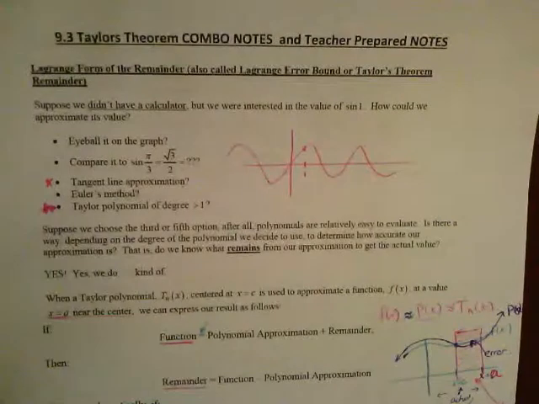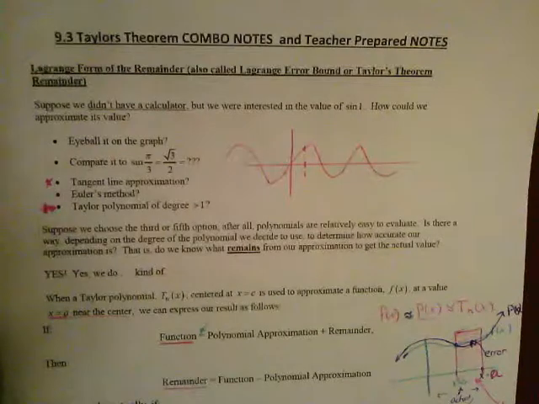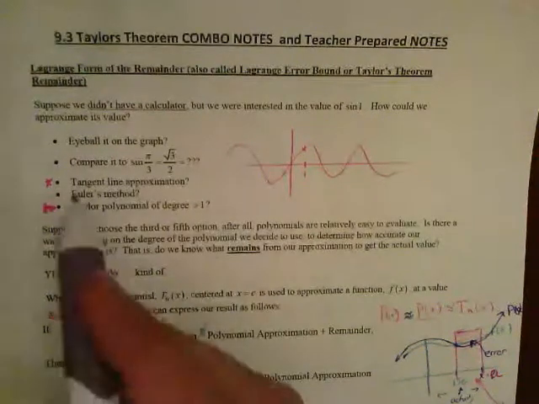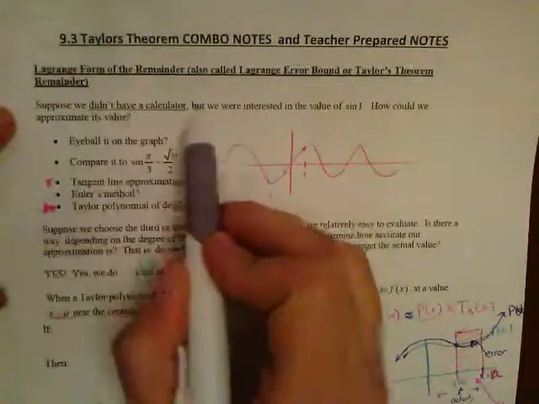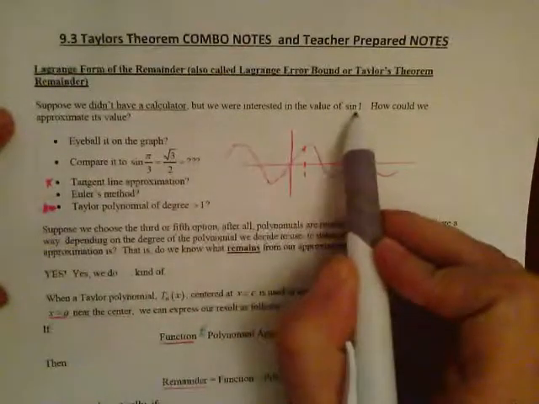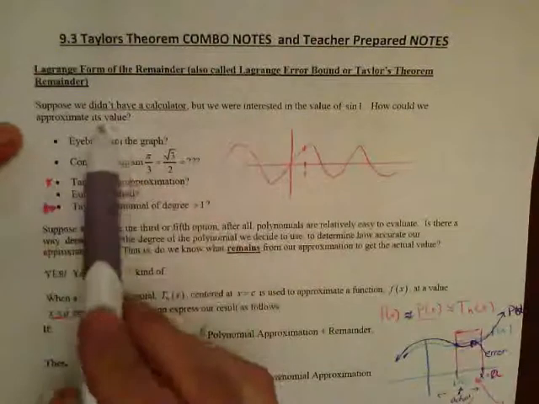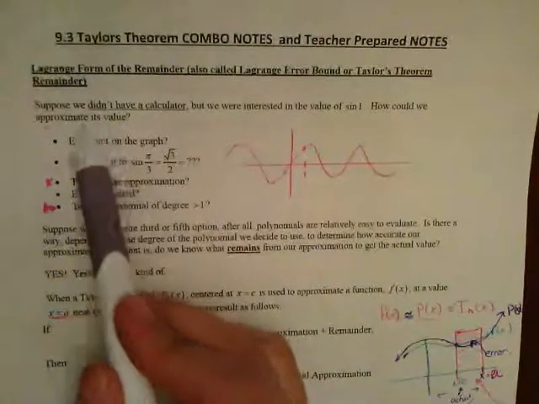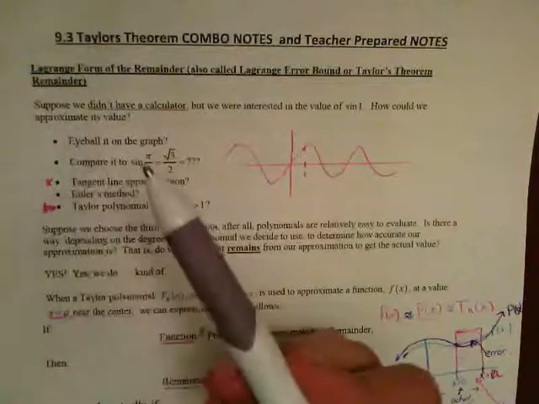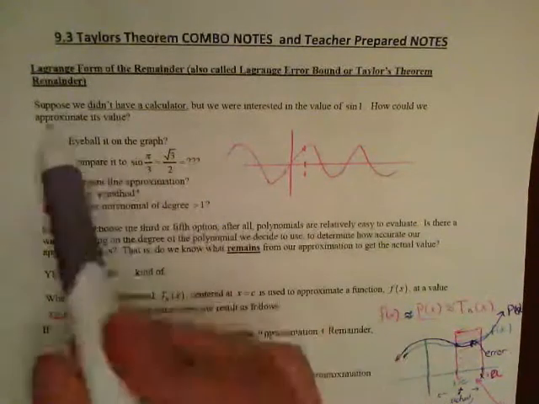So basically, in our notes, and I'll show you guys in a minute why I took it out. But here's the idea. Suppose we didn't have a calculator, but we were interested in the value of sine of 1. So how could we approximate its value? Now, when we say approximate, we're approximating. We're not getting an exact value without a calculator. So there's a few things.